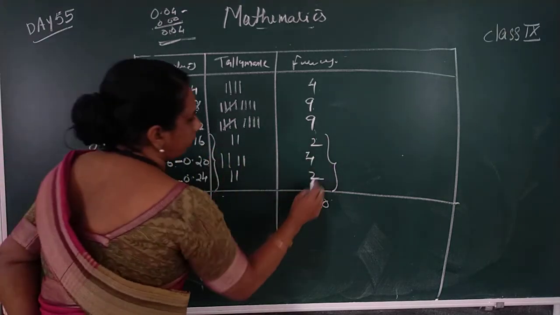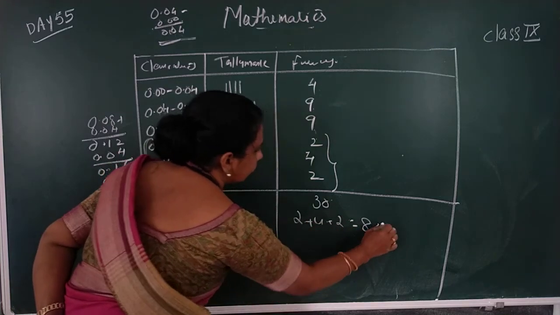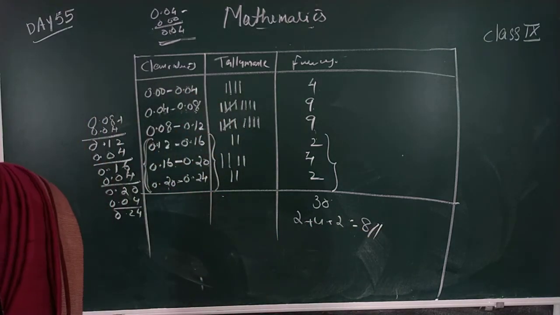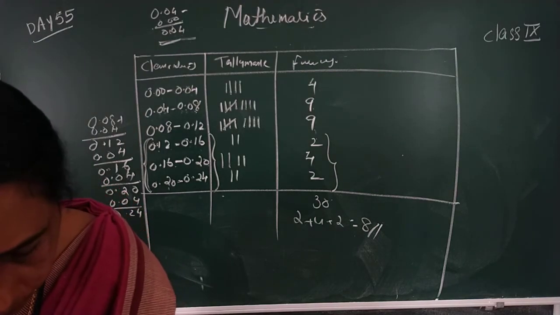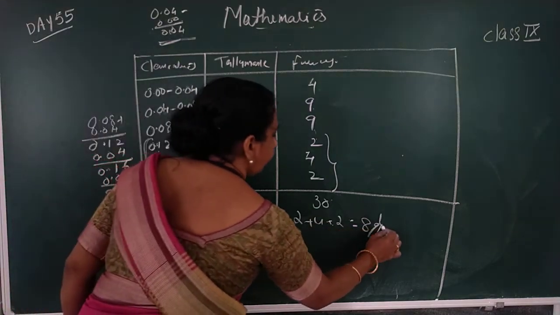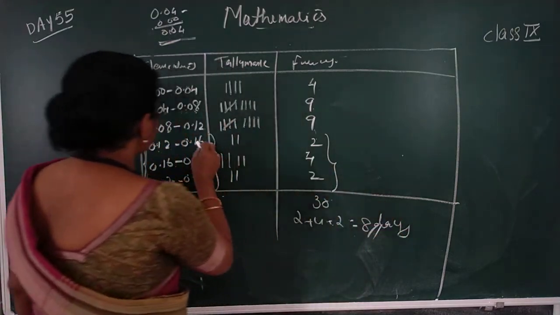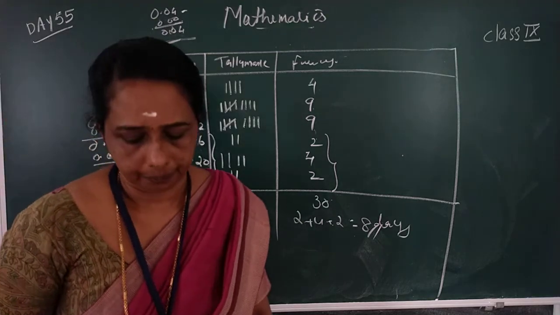So the sum of these frequencies, 2 plus 4 plus 2, we get 8. Okay, so we can say that for 8 days the concentration of sulfur dioxide is more than 0.11 ppm.